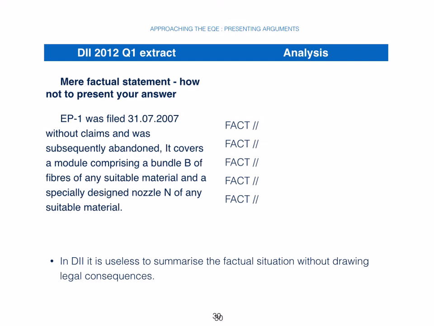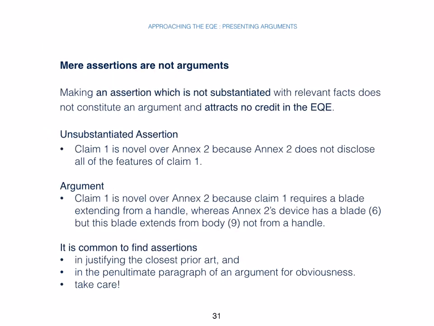Next, we will go to an unsubstantiated assertion. Mere assertions are not arguments. Making an assertion which is not substantiated with relevant facts does not constitute an argument and attracts no credit in the EQE. Here is an example of an unsubstantiated assertion. Claim 1 is novel over Annex 2 because Annex 2 does not disclose all of the features of Claim 1.